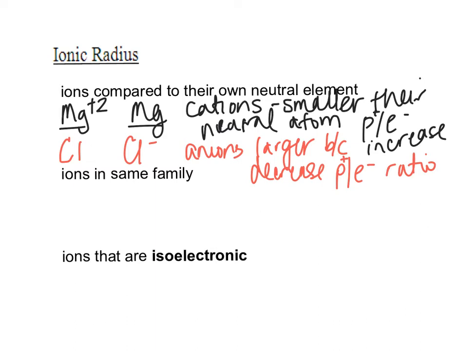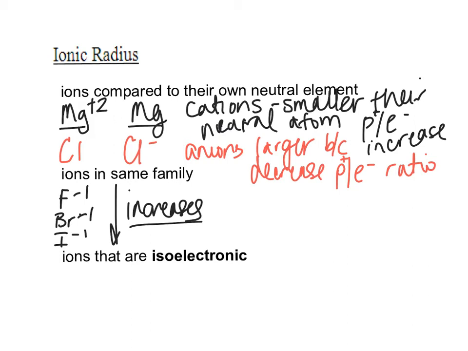All right, what about ions in the same family? What happens if you're comparing something like, if you go down the table, F minus 1 compared to Br minus 1 compared to I minus 1? Well, if they're in the same family like that, you just follow the normal trend. As you go down the periodic table, the size increases because our shielding is increasing. Our number of energy levels are increasing as well.